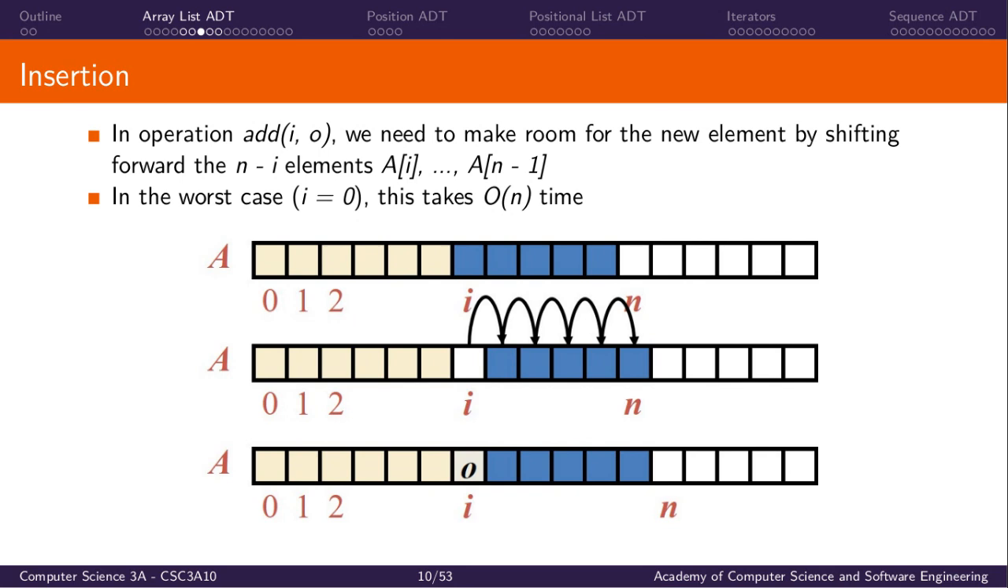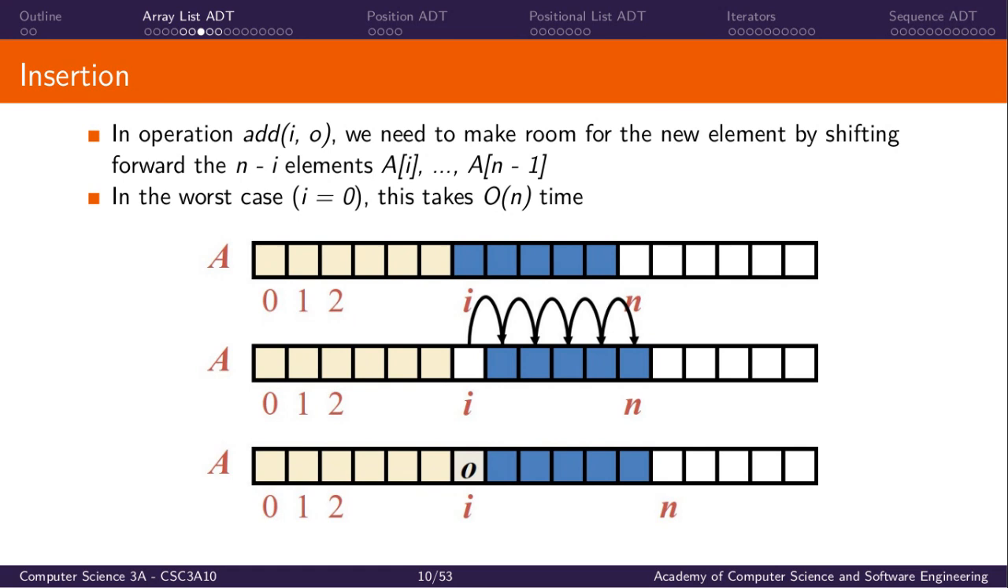Right. The number of elements that we can have in our array list is now limited to the capacity of our array. Let's just note that. All right, so let's actually look at an example of adding at I. So the operation add(I, O): we want to take this new element O and add it at index I.